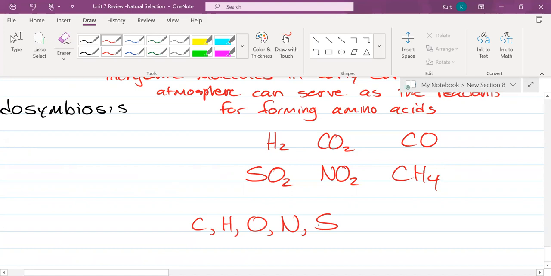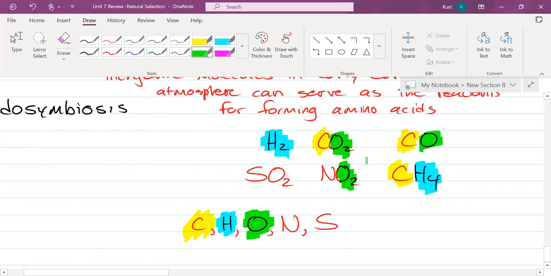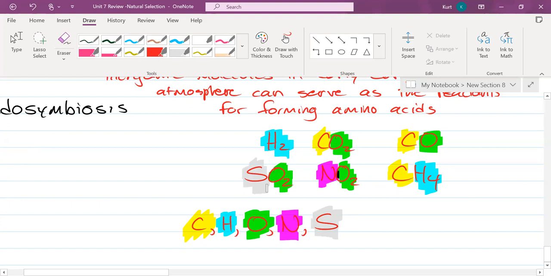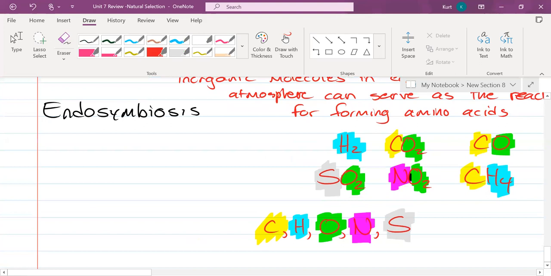And amino acids are the building blocks for what macromolecule? Proteins. Well, check this out, guys. Carbon. This is exactly what I did in class. Hydrogen. Oxygen. Nitrogen. And sulfur. The toxic gases in Earth's early atmosphere led to amino acids. And that led to proteins.